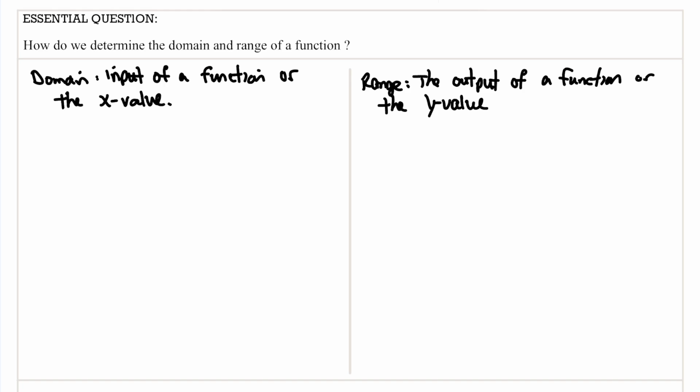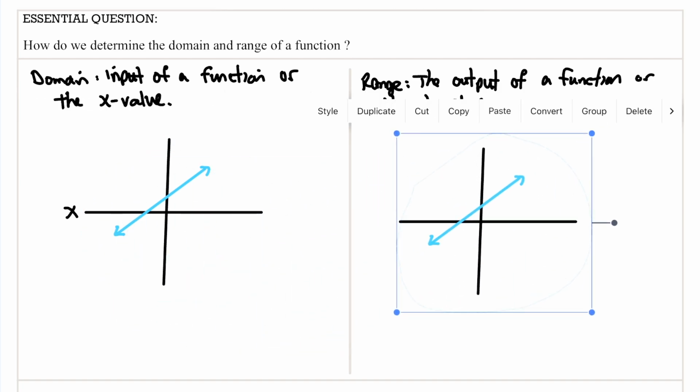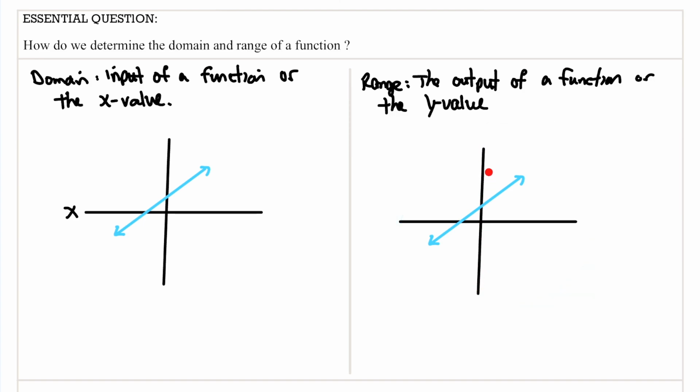So the x value is looking along the x-axis. So let's just say we have a straight line, a linear equation, and with domain, we're looking along the x-axis. And if we copy this over, the range, we're looking at the y-axis. So we want to see what happens when we plug something in and what happens when we get something out.